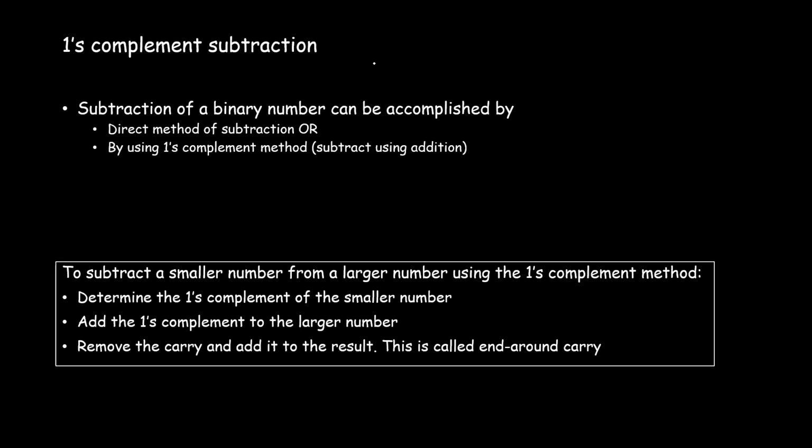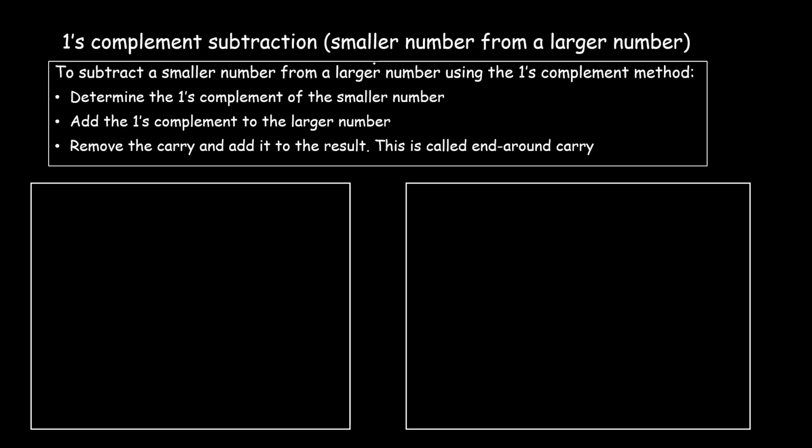Now when you are performing a subtraction of a smaller number from a larger number, these are the steps we follow. The first step is to find the 1's complement of the smaller number. Once you find the 1's complement of the smaller number, add the 1's complement to the larger number. When you are adding the 1's complement to the larger number, you will definitely get a carry. We have to add this carry back to the result. This carry we call an end around carry. So let us see this with an example.